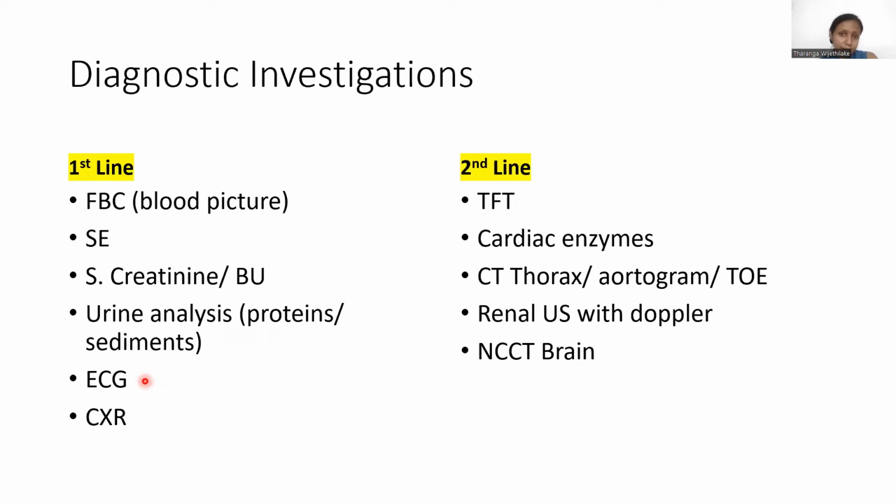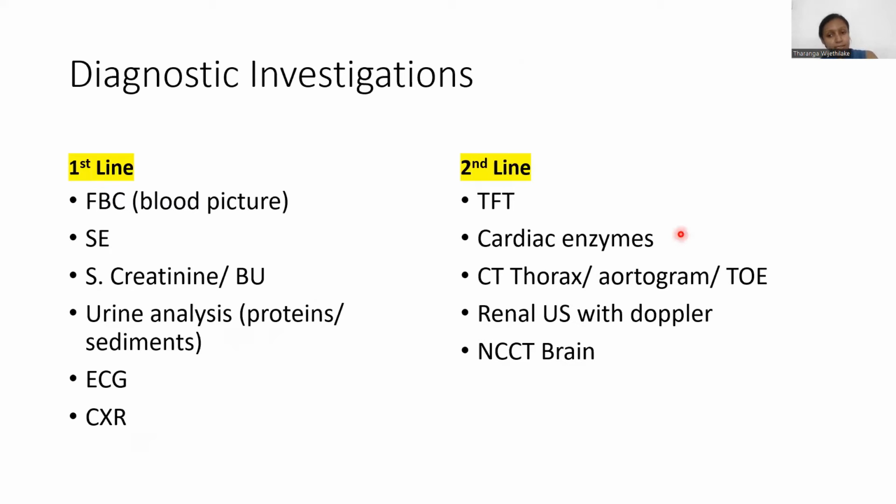Then an ECG is very important, also a chest X-ray. Chest X-ray can help us in two ways. So one of the things you would see with hypertension is hypertensive cardiomegaly, or you could see the aortic dissection or the vascular aspect of it.